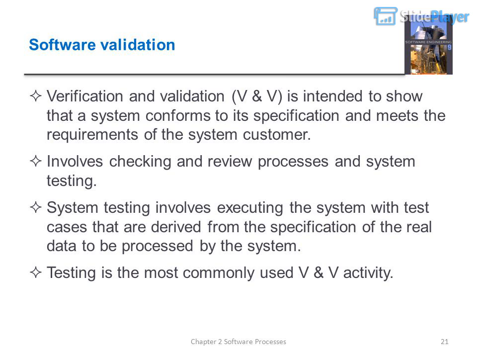Software validation. Verification and validation, V and V, is intended to show that a system conforms to its specification and meets the requirements of the system customer. It involves checking and review processes and system testing. System testing involves executing the system with test cases that are derived from the specification of the real data to be processed by the system. Testing is the most commonly used V and V activity.